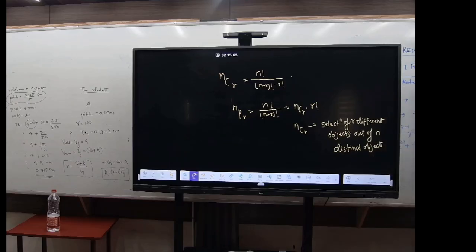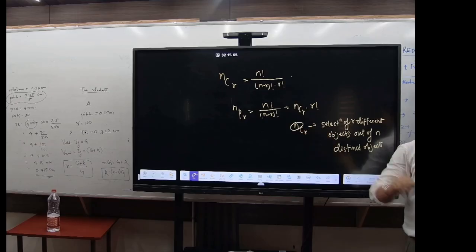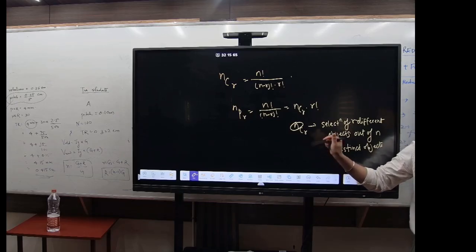What is this? It means there are N different items written. Like here, how many of you are there? 8. You are all different, and I need any 2 of you. How many ways can I select 2 out of 8 different people? That is called NCR. It is just selection; I need any 2 people.